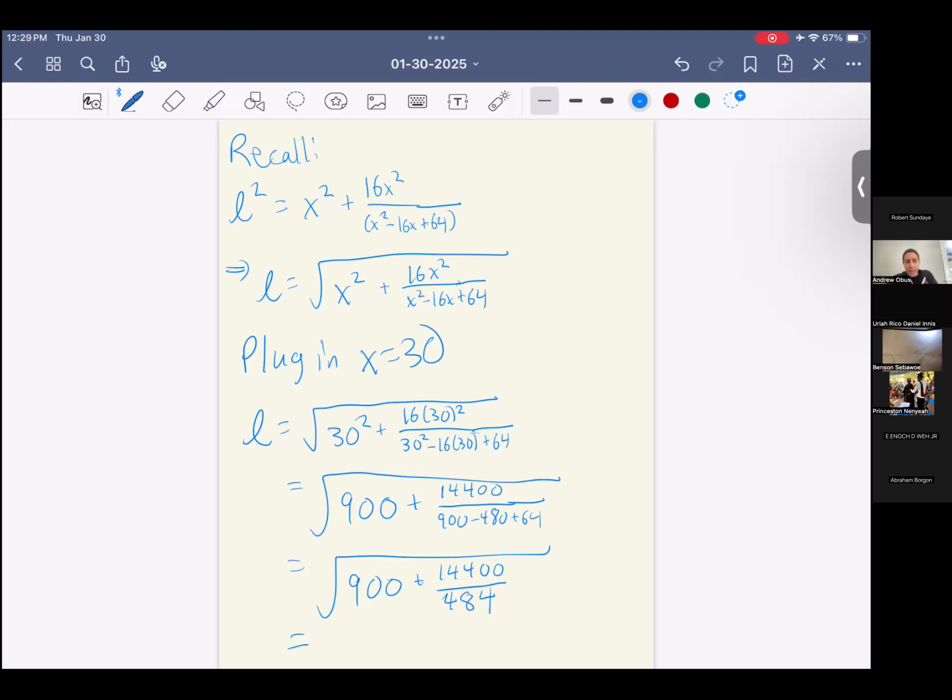And now I'll put this in the calculator. So if we have the square root of 900 plus 14,400 divided by 484, that says it's going to be 30. Wait, really? I guess so. Yeah, okay. So this turns out to be 30.49 feet. Roughly, since we rounded to 30, I'm going to round this to 30.5 feet.